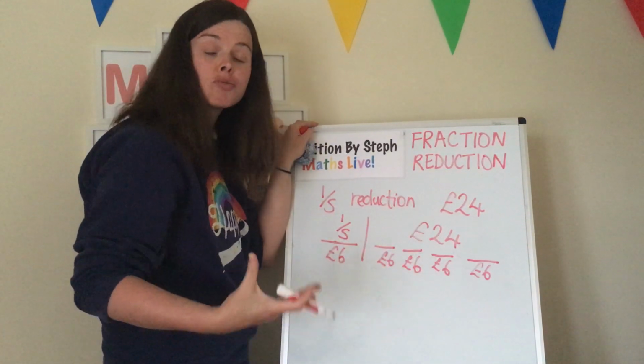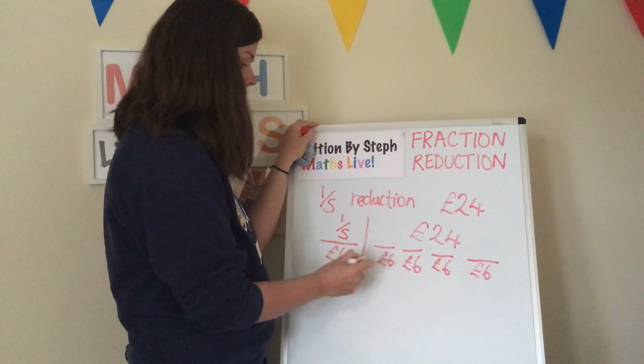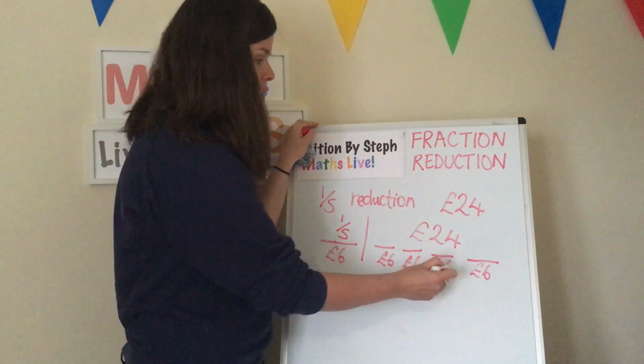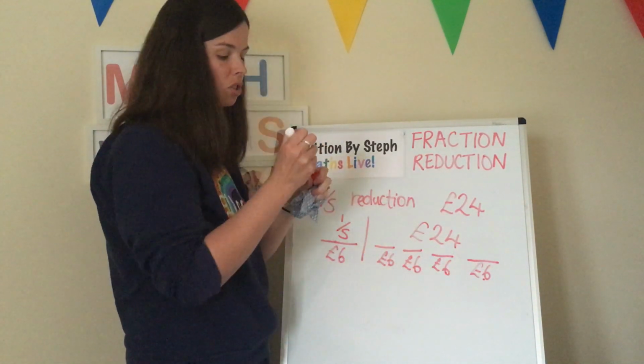So your meal was reduced by £6. So the original cost, 6, 12, 18, 24, 30. So your meal originally cost £30.